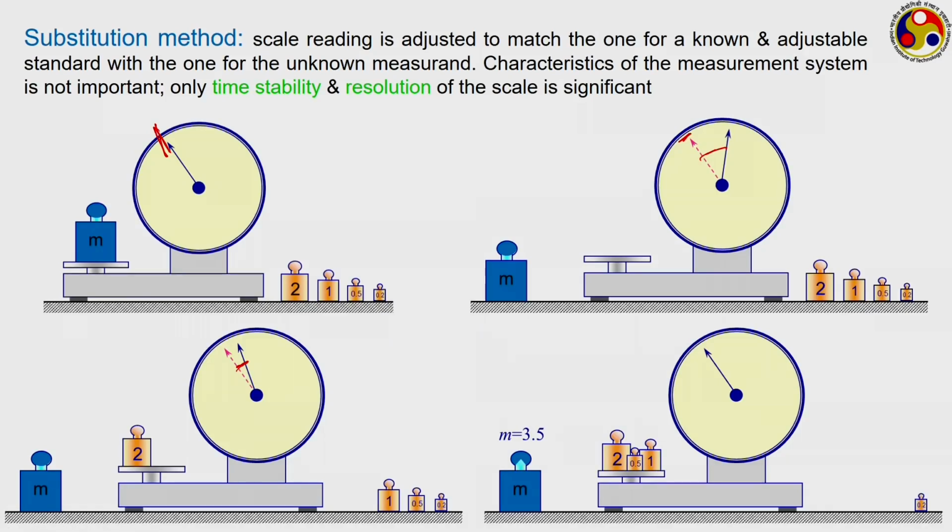And so we can get the idea about the mass by adding up the values of all these standards. This is again a very common method of measurement, this substitution, and also substitution is probably the most common method of calibrating any instrument.